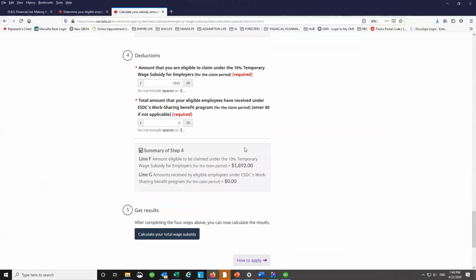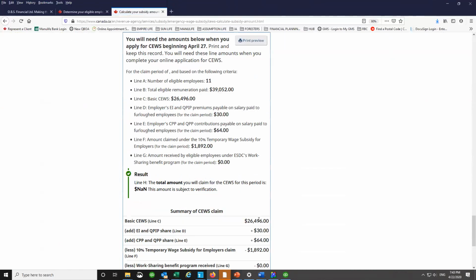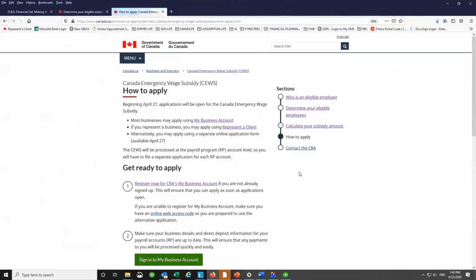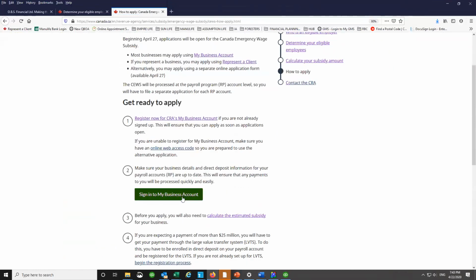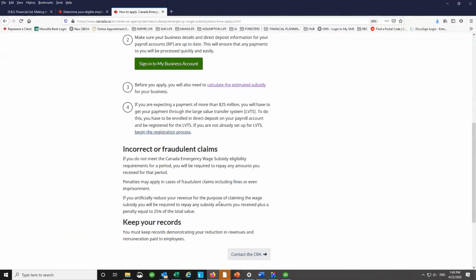Okay. And we have that in here. So now we're done. That gives us what our calculator wage subsidy is. And we're just going to click on how to apply. Now, this is going to talk about how to apply and make sure you're in place, right? We want to make sure you're signing into your business account. We want to make sure that you're set up for direct deposits, right?